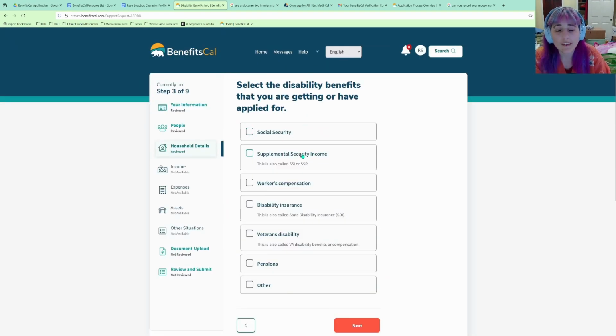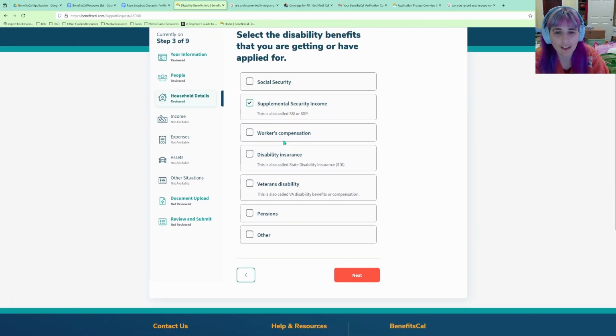Even though SSI is through Social Security, it's a separate program. So when you see a program called Social Security, usually that's separate from SSI. SSI is Supplemental Security Income. Even though it's through Social Security, it irks me to no end. So I'm going to say I'm getting SSI, and you could also include Social Security with things like SSDI or other Social Security programs, workers' compensation, disability insurance, veterans disability, pensions, or other.